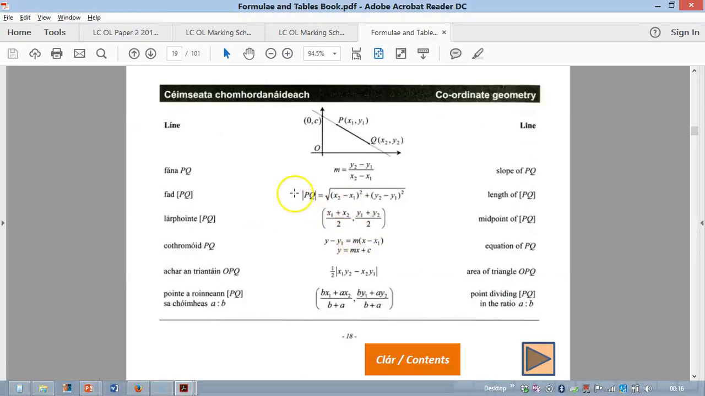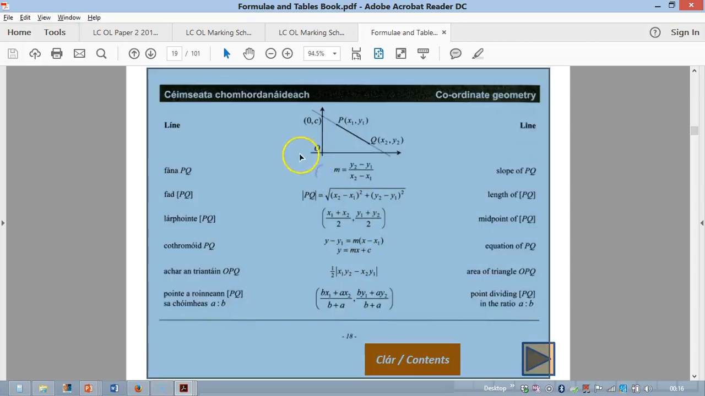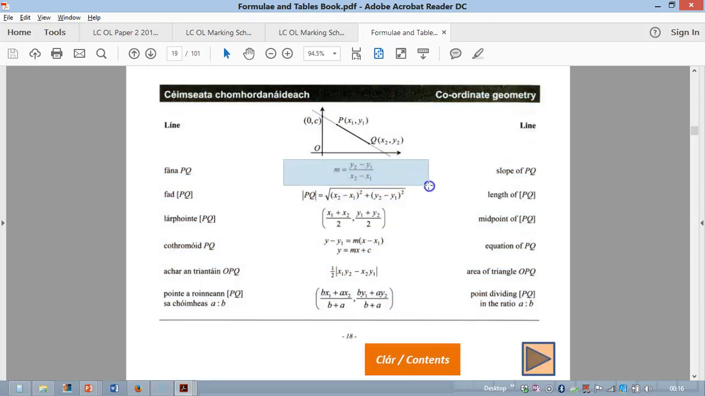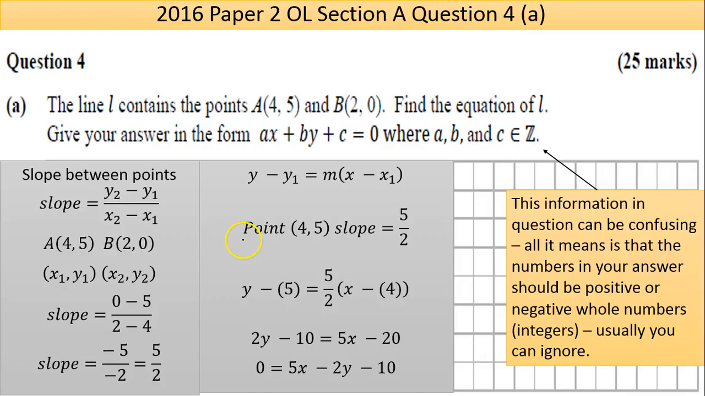So go back a step here. Here's your coordinate geometry formulae. Your slope formula is on top here. Now, generally, people learn these things off. You don't have to memorize it, but you just have to know where to look for it. So the first step, once you see slope, is to write the slope formula down. That alone will get you marks.